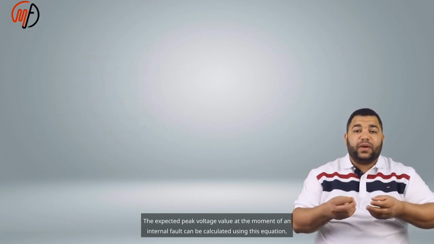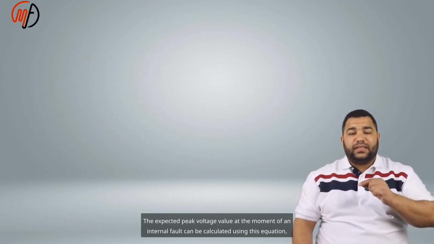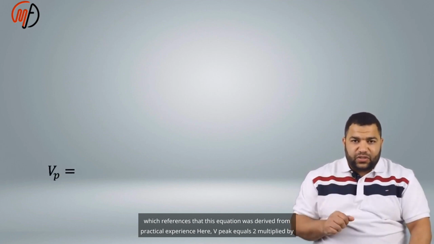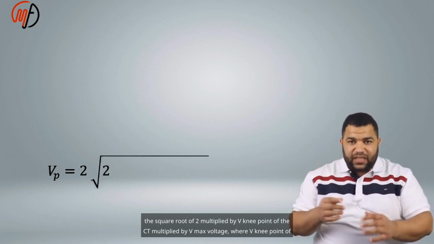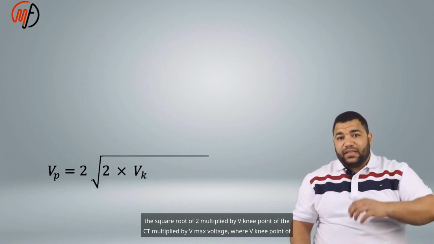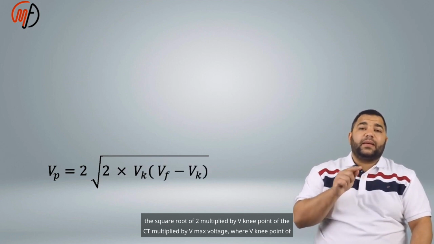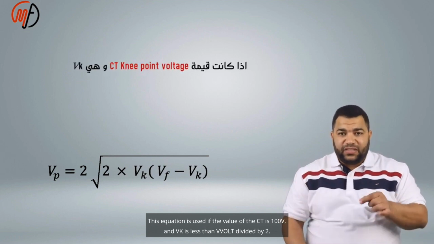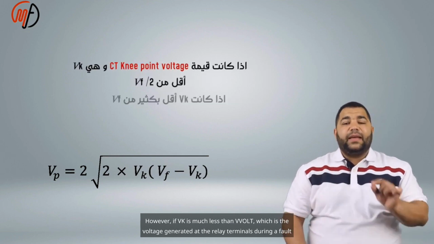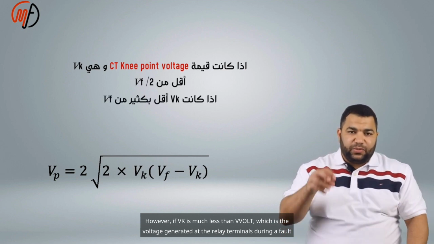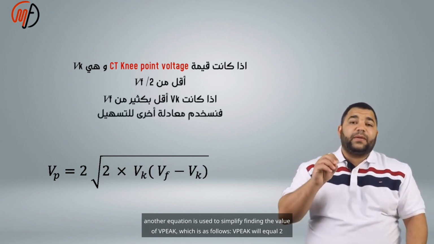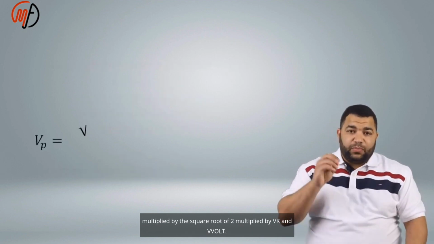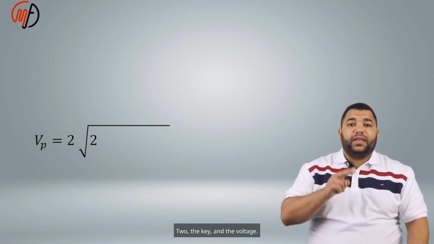The expected peak voltage value at the moment of an internal fault can be calculated using this equation, which references say was derived from practical experience. Here, V peak equals 2 multiplied by the square root of 2 multiplied by Vk, the knee point voltage of the CT, multiplied by (Vf minus Vk), where Vf is the maximum voltage. This equation is used if the CT knee point Vk is less than Vf divided by 2. However, if Vk is much less than Vf, which is the voltage generated at the relay terminals during a fault, another equation is used to simplify finding the value of V peak, which is as follows: V peak equals 2 multiplied by the square root of 2 multiplied by Vk and Vf.